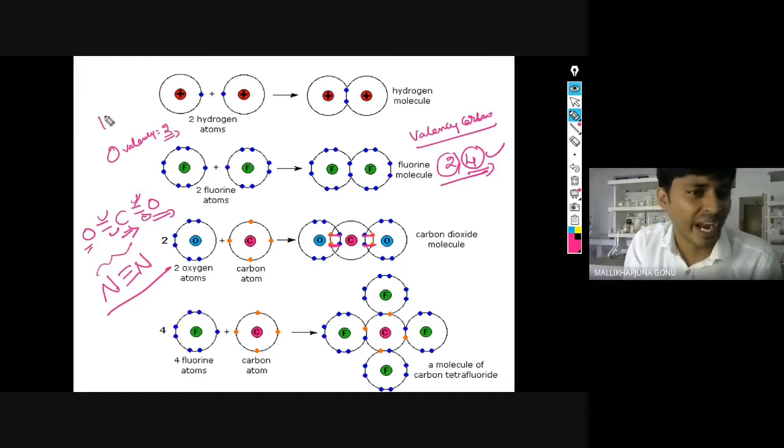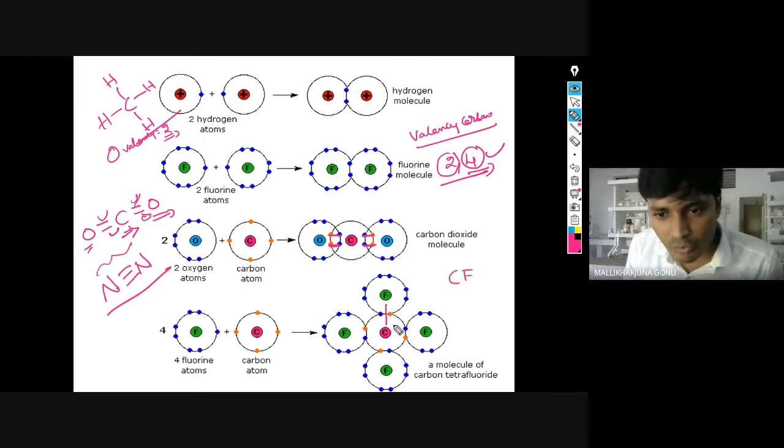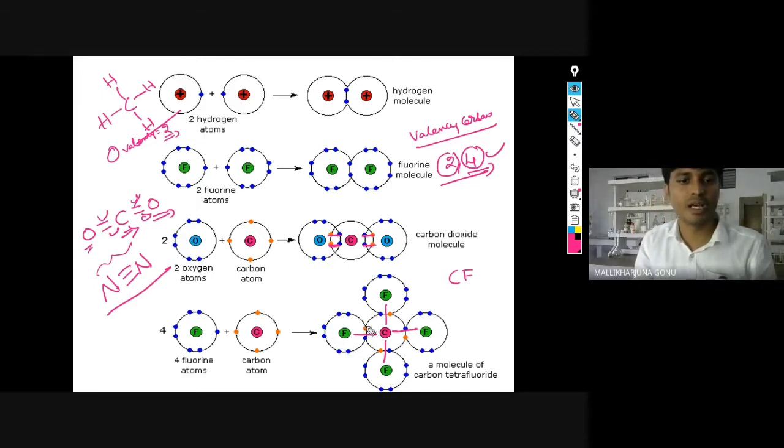So if I say hydrogen, that should always have 1 single bond. Carbon, how many bonds should it have? Always 4 bonds. So that is the reason, 1, 1, 1. CF4, for example, I have written CF4. Always that should have 4 bonds only. 1, 2, 3, 4. That's how they form the bonds.